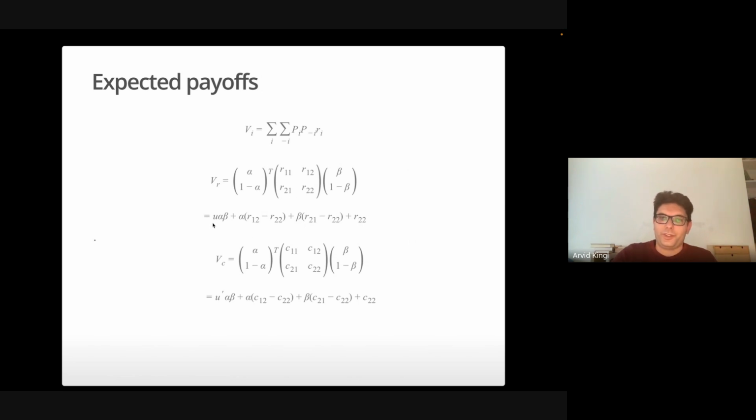Both linear combinations have a factor that contains a product of alpha and beta, and these numbers are u and u prime, and we just write them out here because they become fairly important later on. But the important thing to know is that they only depend on the payout matrices of each player, and they are, for the purposes of one game, static.